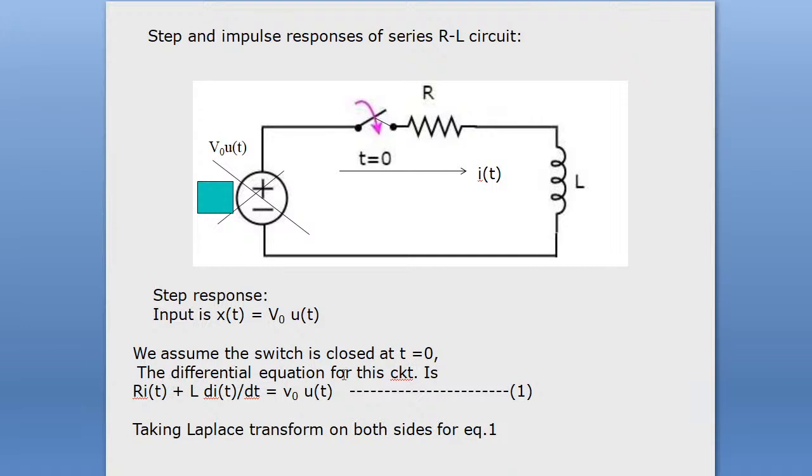So therefore the differential equation for this circuit is R I of t. The voltage drop across resistance R is R I of t. The voltage drop across L is L di by dt. This will be equal to the supply voltage V naught u of t. Any doubt regarding equation 1?